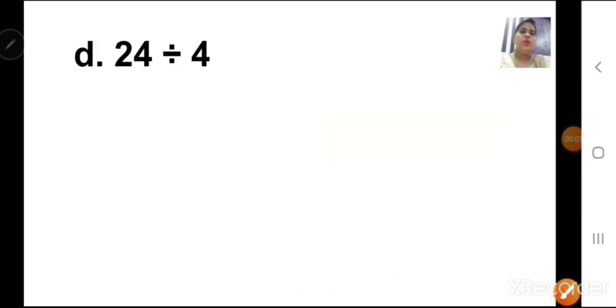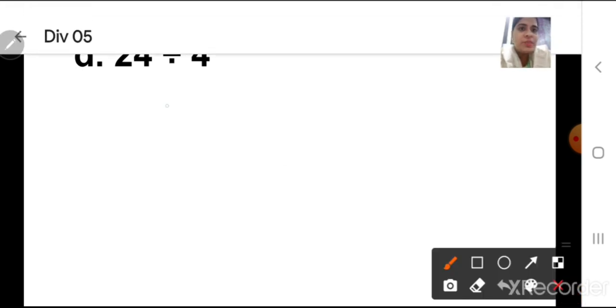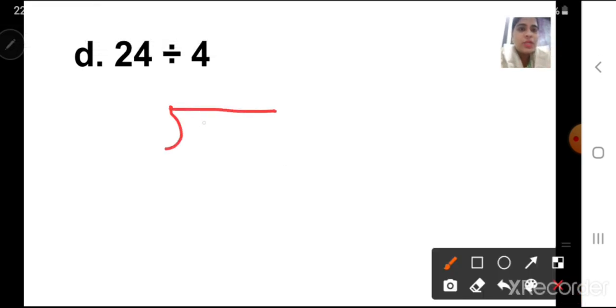Okay, children, now D question. In D question we have 24 divided by 4. So let us make the bracket. 24 is the dividend, we will write it inside, divided by 4. In 4 table we have to check whether 24 will go or not, right? Now why, children? See the first number, it is number 2, it is smaller than 4, correct? So we have to take both the numbers together in this case. So that is why we will check in 4th table 24 will go or not, correct?